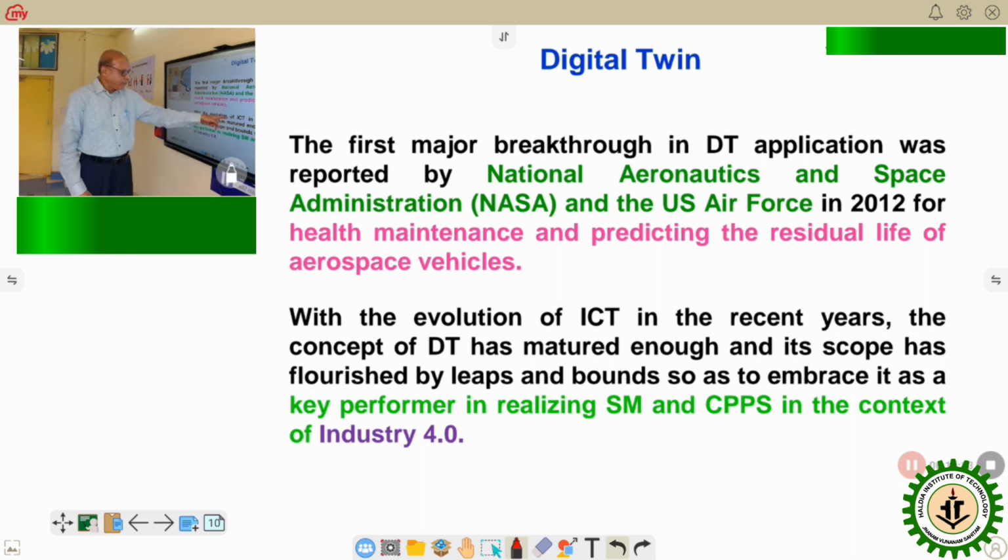With the evolution of ICT, that is information communication technology, in recent years, the concept of DT has matured enough and its scope has flourished by leaps and bounds so as to embrace it as a key performer in realizing SM and CPPS in the context of Industry 4.0. Now, in the early 21st century, there has been tremendous development in information communication technology, which makes it possible to realize the digital twin in its true perspective.